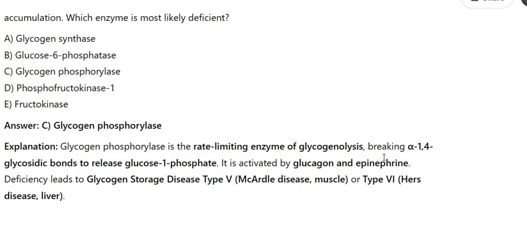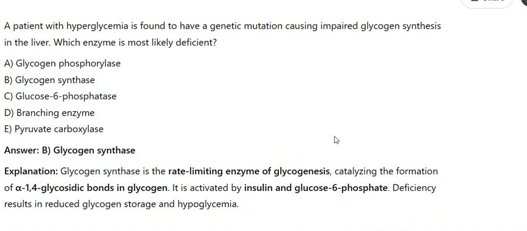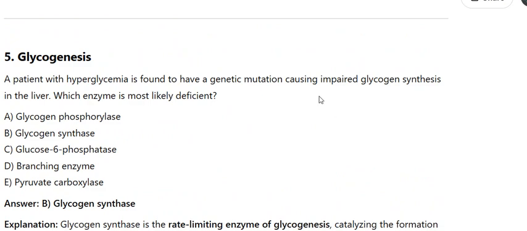5. Glycogenesis. A patient with hyperglycemia is found to have a genetic mutation causing impaired glycogen synthesis in the liver. Which enzyme is most likely deficient? A. Glycogen phosphorylase. B. Glycogen synthase. C. Glucose 6-phosphatase. D. Debranching enzyme. E. Pyruvate carboxylase. Answer: B.